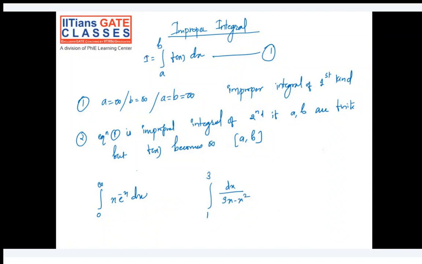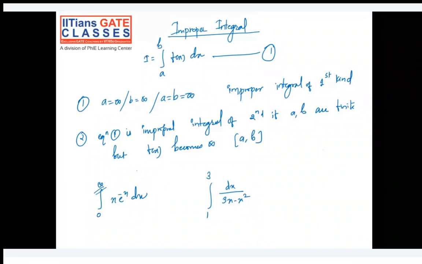So it's not necessary that the limits are infinite, because if the limits are infinite, it's a clear-cut case of improper integral of first kind. But even if the limits are not infinite, make sure, Arjun, that you check whether your function is becoming infinite or not. If it is becoming infinite within the closed interval a to b, meaning at point a or b, or at any point in between a and b, then that integral is an improper integral of second kind. I hope it's clear to you.